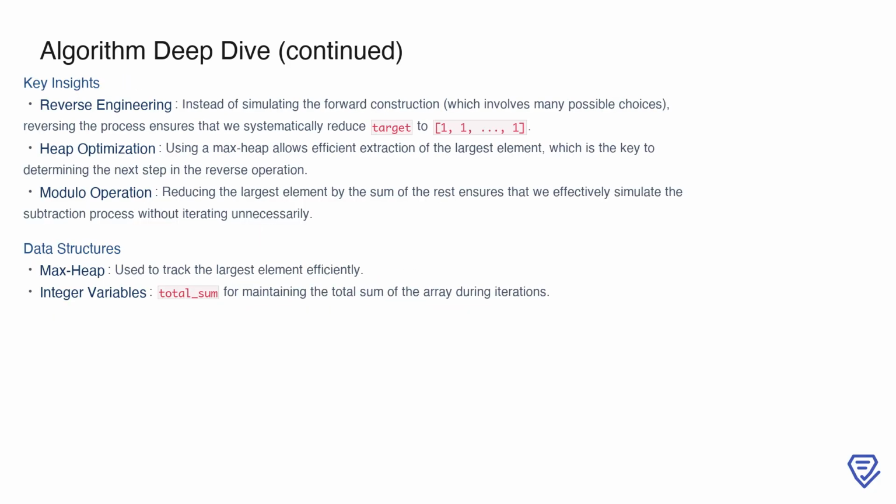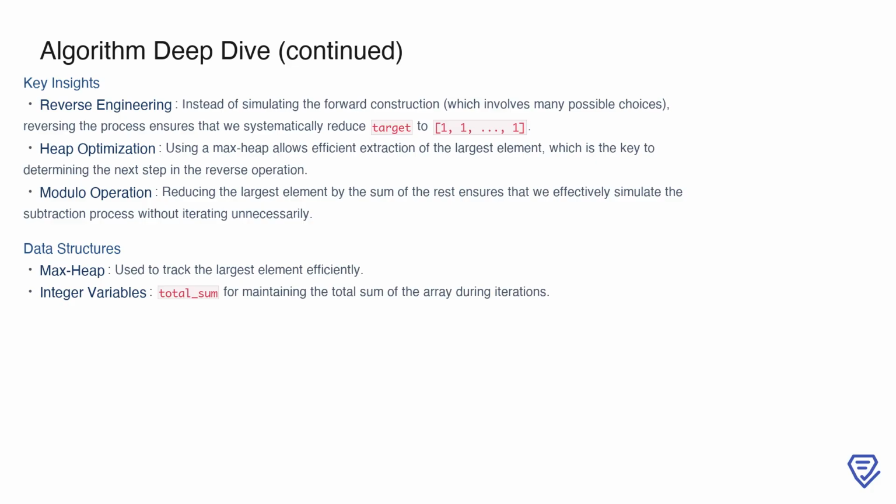This approach relies on key insights to manage the problem efficiently. First, reverse engineering simplifies the process by reducing the target array to an array of ones, avoiding the complexity of forward simulation. Using a max heap allows us to efficiently access and update the largest element, which is critical for the reverse operation. The modulo operation is essential for simulating the reduction of the largest element without performing extensive iterations.